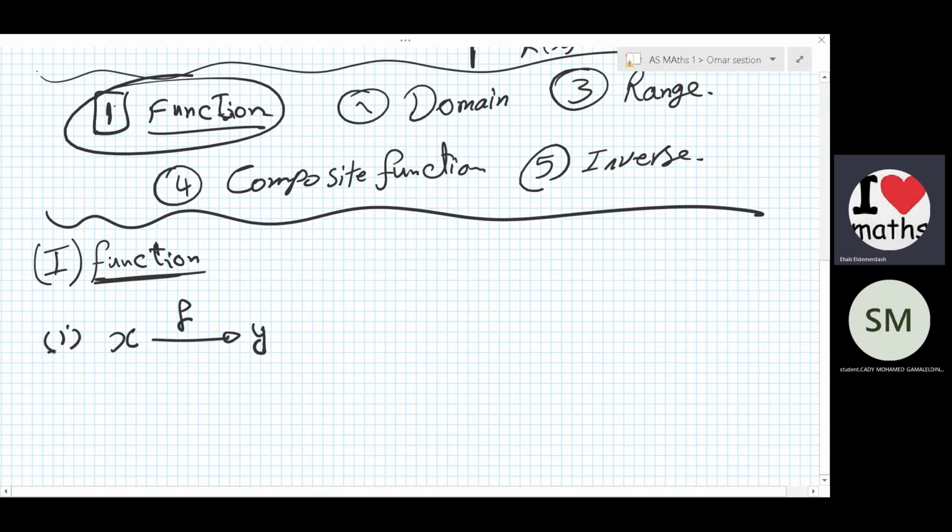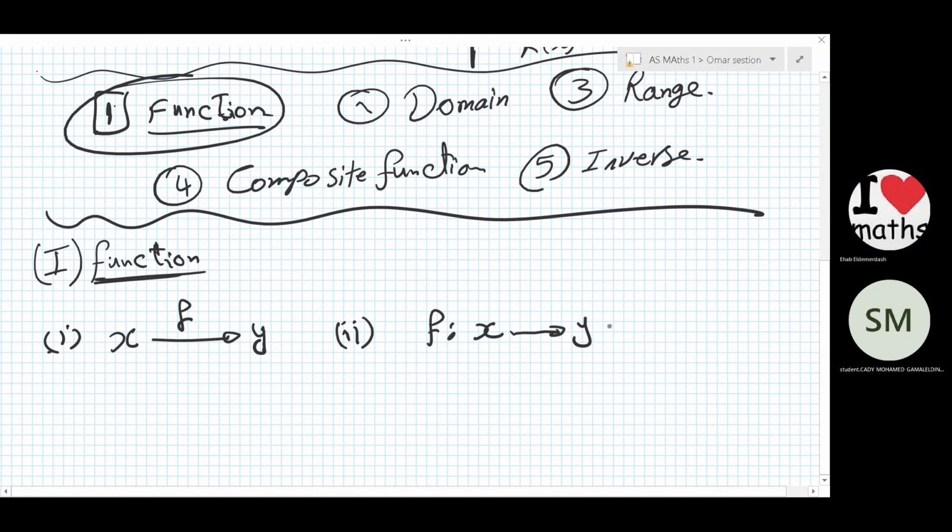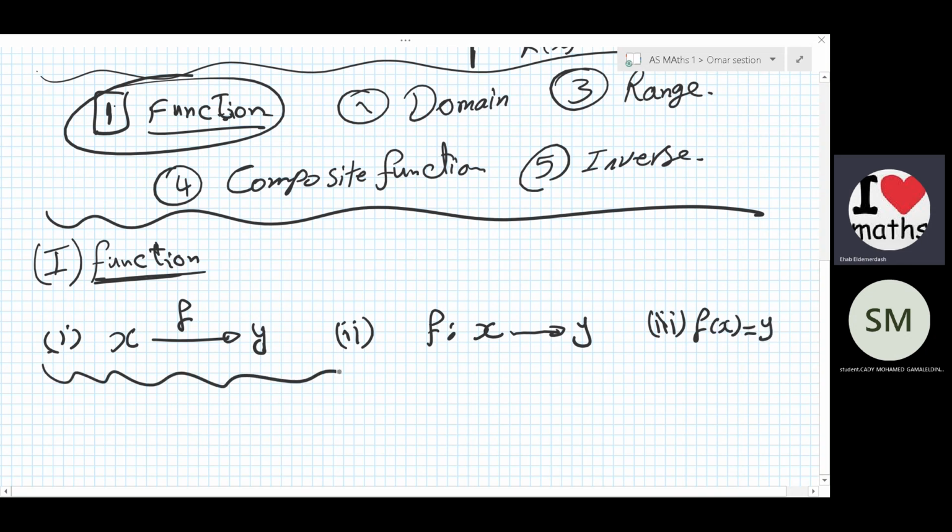Sometimes I can express it this way, sometimes the other way, and I can say f where x will go to y. And sometimes I will refer to it as f of x is equal to y. So you just need to identify that sometimes they write the function as x goes to y through the function, or f where x is going to y, or f of x is equal to y. So I have different shapes to express the function.